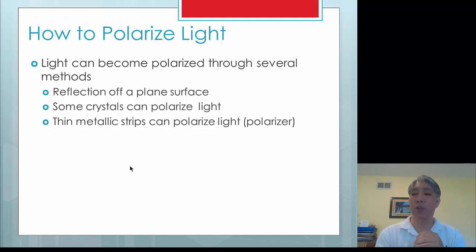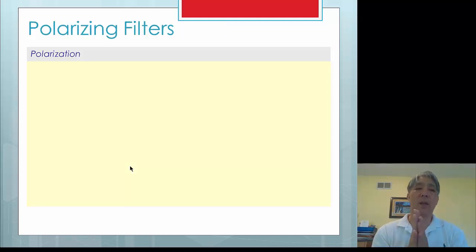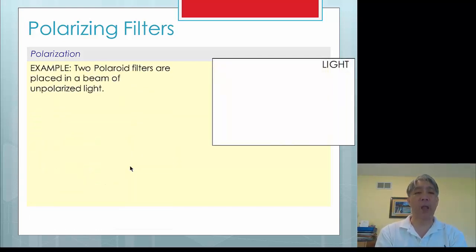Some crystals can polarize light. That's what the Vikings used. And various thin metallic strips can polarize light as well as molecular chains. So a polarizing filter is effectively what your polarized sunglasses are. We have a number of polarizing filters in class, and I hope to be able to demonstrate this to you. But first off, the light, this white rectangle, is unpolarized. Let's describe it as unpolarized. This is just an animation.